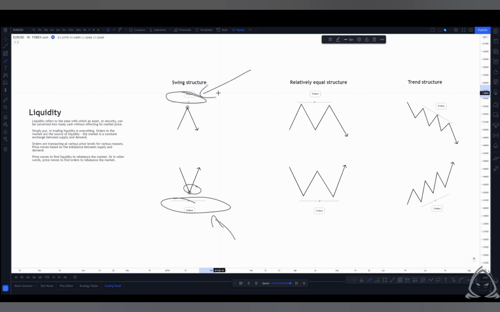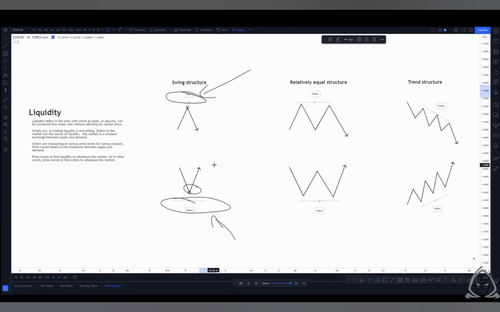Price is moving from one price to another price for various reasons, but price moves based on the imbalance between supply and demand. All that is happening on this chart is people are buying and selling. There are orders that exist at all price points. These orders need to change hands. For buyers, they need sellers. Sellers, they need buyers. And it's this constant battle between the two that's causing price to reprice, targeting different liquidity pools or groupings of orders at various price levels.